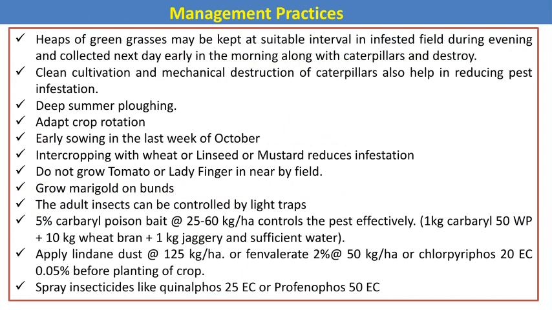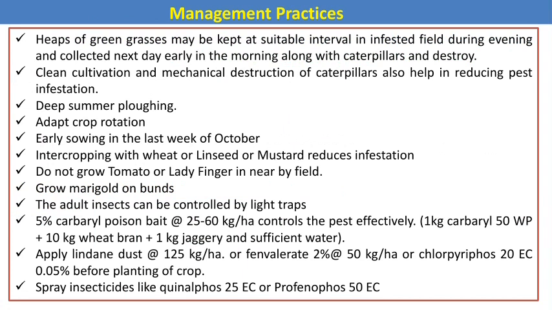Then do not grow tomato or ladyfinger in nearby fields, because tomato and ladyfinger are other susceptible hosts for cutworm. Grow marigold on the bunds, because here the marigold acts as a trap crop or border crop for the cutworm. The adult insect can be controlled by the light trap, I have already told you.